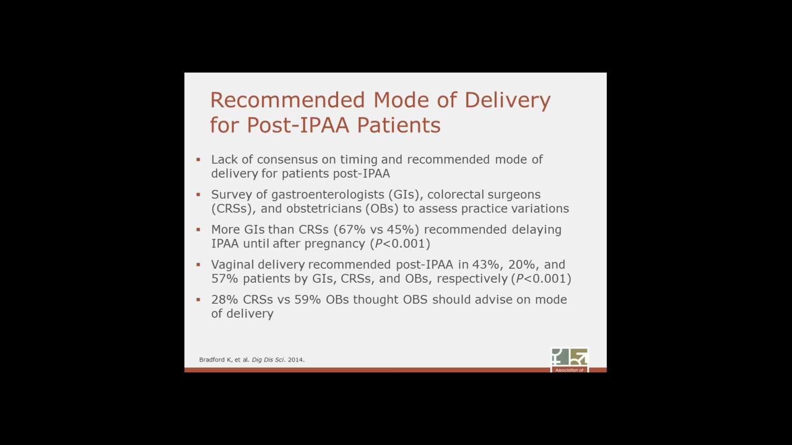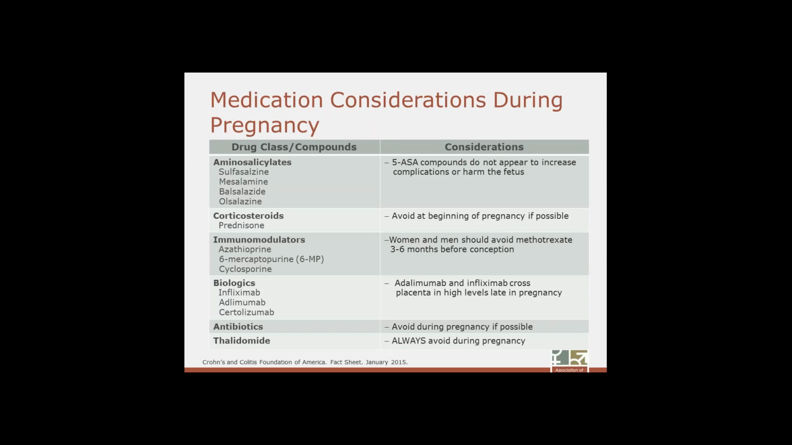Now, most of these patients after IPAA can have a vaginal delivery. There is some concern about obstetrical tears affecting the anal sphincter and potentially the risk of incontinence after that. And so maybe considering avoidance of operative delivery if a vaginal delivery is trialed. But at the same time, this recommendation needs to be individualized and a team effort.